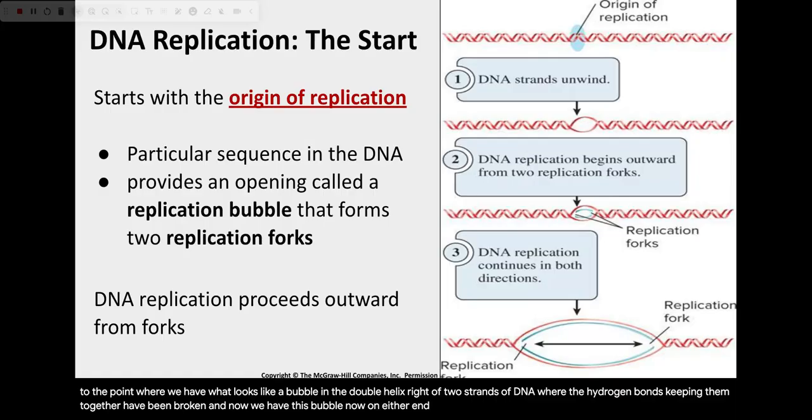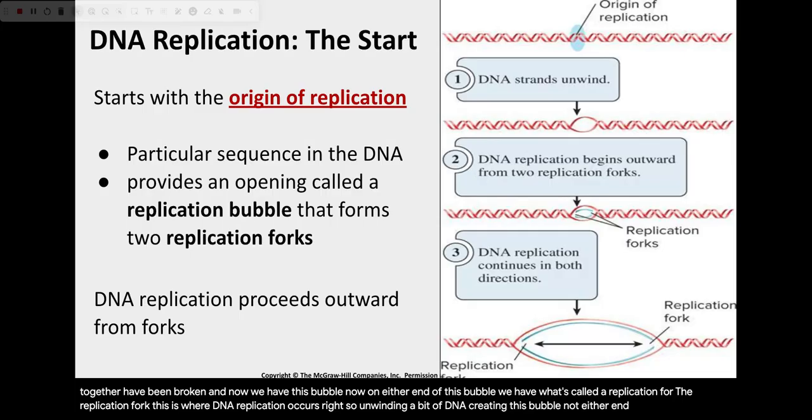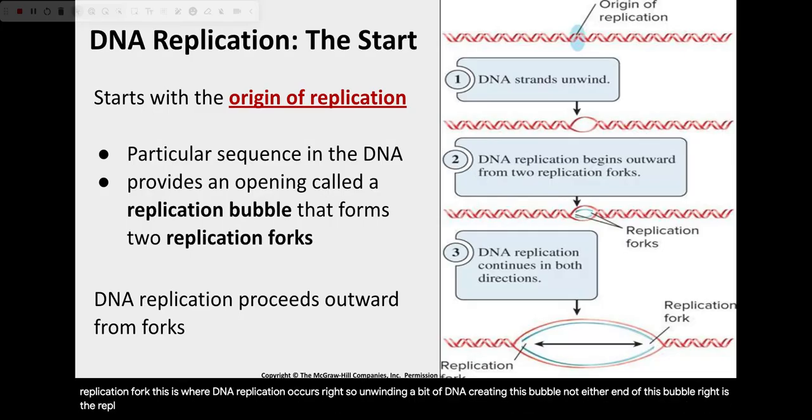Now, on either end of this bubble, we have what's called a replication fork. And at the replication fork, this is where DNA replication occurs. So we're unwinding a bit of DNA, creating this bubble, and at either end of this bubble is the replication fork, and that is where replication is going to occur. We have to start somewhere. This is where we're going to start, at this replication bubble.